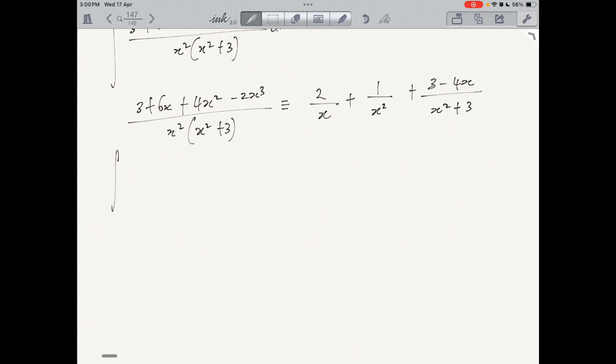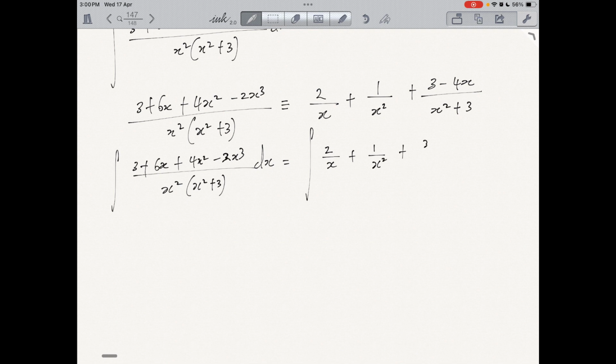And now if we are going to integrate the equation with respect to x, that means we are going to integrate everything here as 2 over x plus 1 over x squared plus 3 minus 4x divided by x squared plus 3, all with respect to x. Therefore, we can split each term.